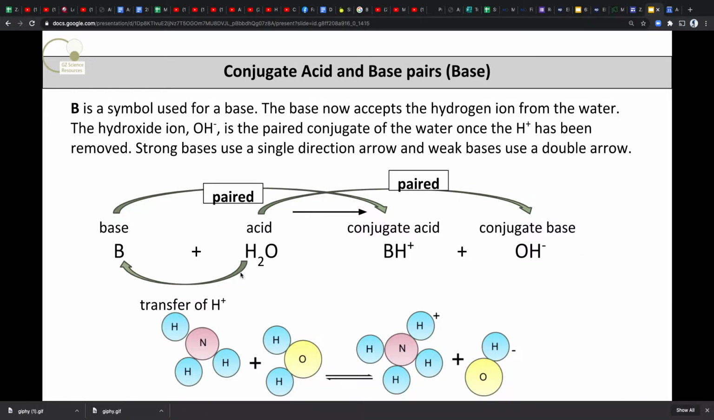The other symbols we need to get familiar with are that B, surprise, surprise, stands for base. Who would have thought? And when it accepts a hydrogen, we write the formula BH+. So the base with that H+ ion that it's accepted. Okay? These symbols will come up from time to time over the next couple weeks.